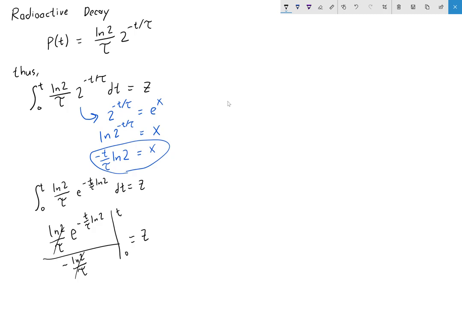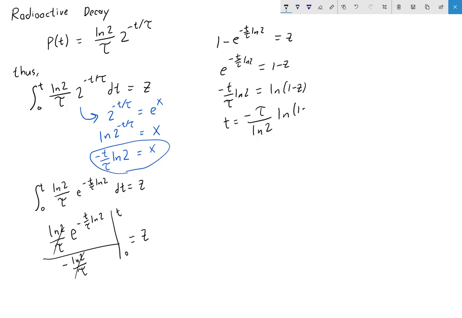Okay, so plugging in those limits, and accounting for this minus sign down here, which is going to flip things around for us, I'm going to end up with 1 minus e to the negative t on tau natural log 2 is equal to z. That's just me plugging in the limits. And so we can rearrange this: e to the negative t on tau natural log 2 is equal to 1 minus z. Take the natural log of both sides. Negative t on tau natural log 2 is equal to natural log of 1 minus z. Therefore, t is equal to negative tau divided by natural log 2, and multiply that by natural log of 1 minus z.